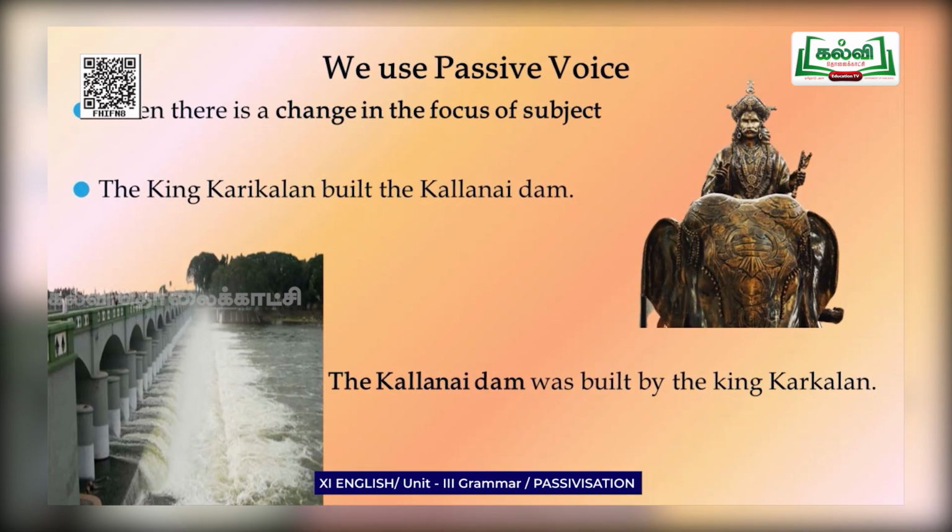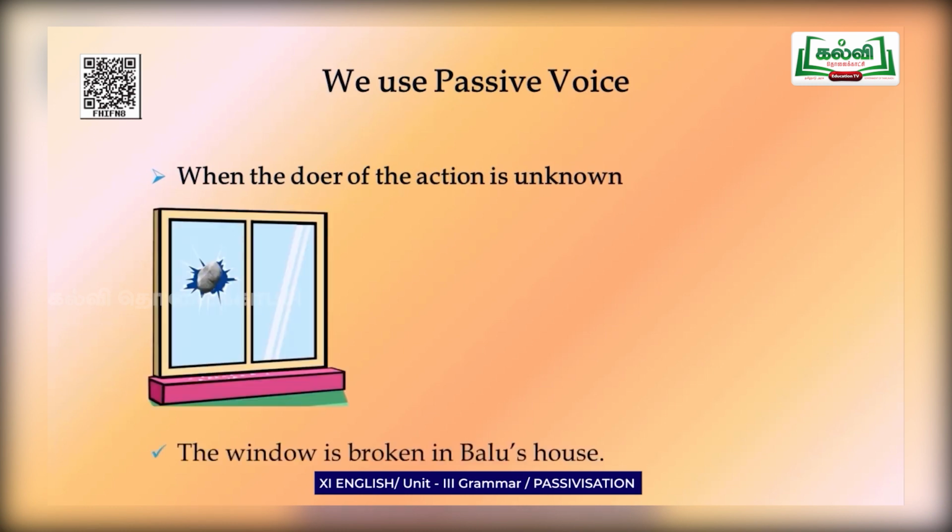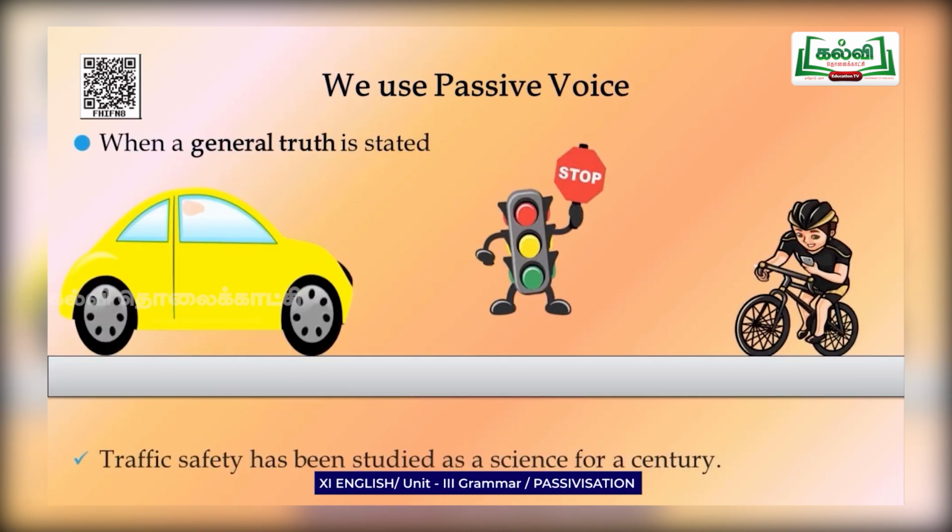Let's go to another situation where we use passive voice. We use passive voice when the doer of the action is unknown. For example, "Window was broken in Balu's house." Here, someone broke the window in Balu's house. We do not know who broke the window in Balu's house. We cannot accuse anyone without knowing the fact. In such a situation, we do not say who broke the window, but what was broken is expressed.